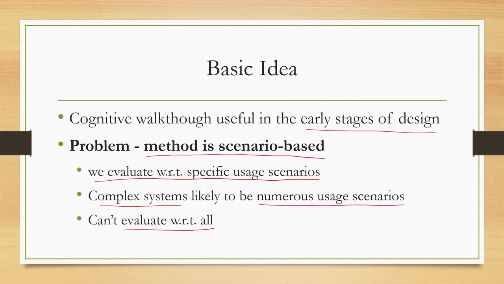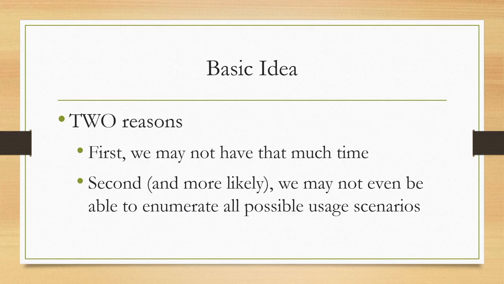But for more complex systems, usage scenarios are likely to be numerous. And in that case, we cannot perform cognitive walkthrough to test prototypes for each possible usage scenario. Now, if we miss out some scenarios, then we do not know whether there are usability issues related to those scenarios. That knowledge we will never gain. Now, why are we unable to test for all usage scenarios in complex systems? So, there are primarily two reasons.